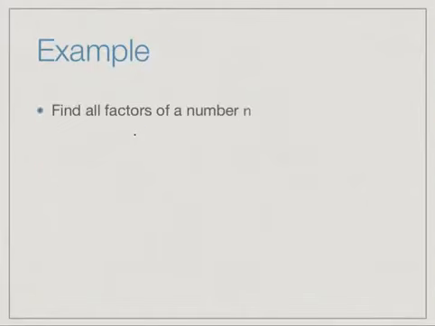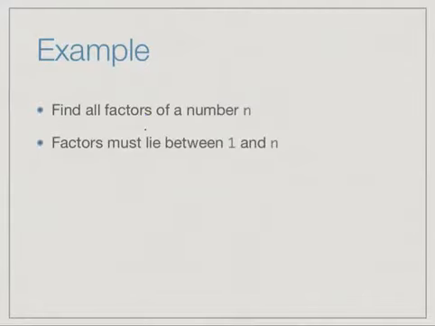So let's look at a simple example of this. Suppose we want to find all the factors of a number n, all numbers that divide n without a remainder. As we recalled when we did GCD, all the divisors or factors of a number must lie between 1 and n. We cannot have any number bigger than n which is a factor of n.